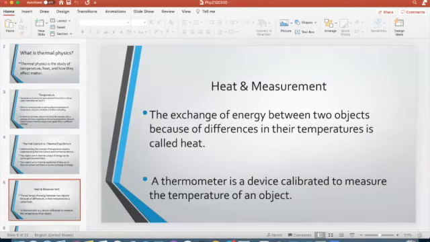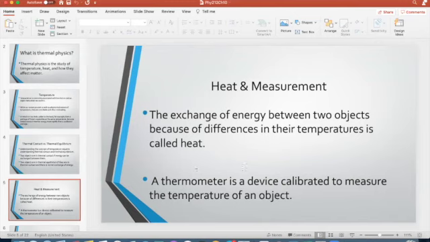All right, so heat and measurement. The exchange of energy between two objects because of the differences in their temperature is called heat. So heat is an exchange of energy between two objects. A thermometer is a device calibrated to measure the temperature of an object. There are different types of thermometers. You have alcohol-based, you have mercury-based, which is being phased out, and then the more popular, what's being used today because of COVID, is the laser-based thermometers. Those are the ones where you just aim at whatever you're trying to measure, and you can get a laser measurement from that thermometer.